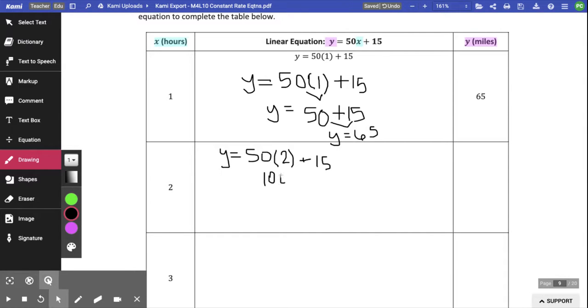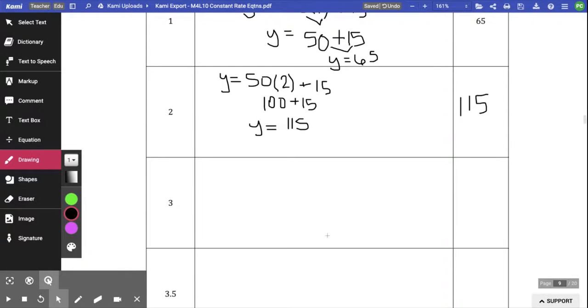And all this time, it's going to be equals y, but I'm going to wait to write that. So 50 times 2 is 100 plus 15. 100 plus 15 altogether gives me 115. And so y is equal to 115. And remember, y represents miles. So in 2 hours, he can drive 115 miles.